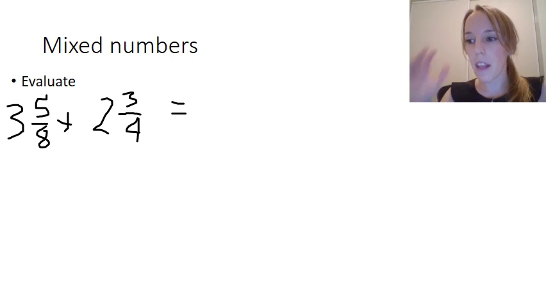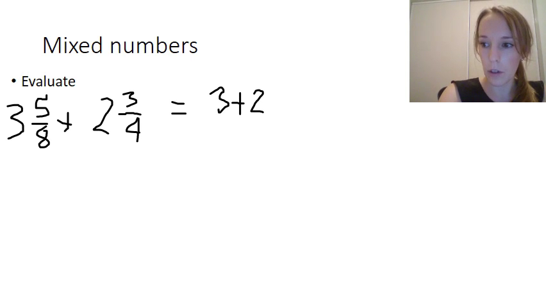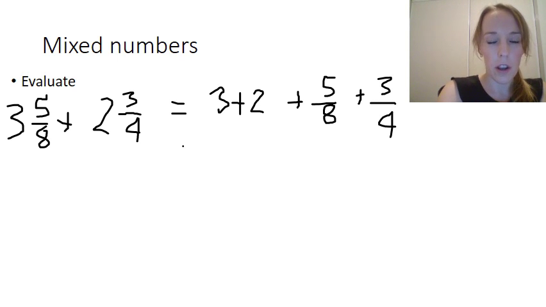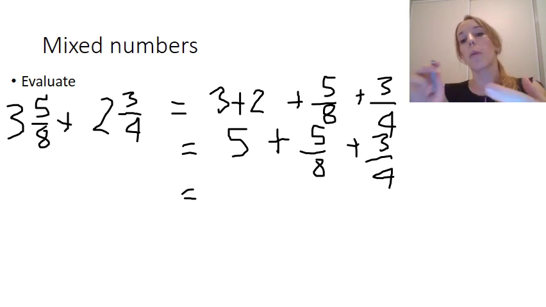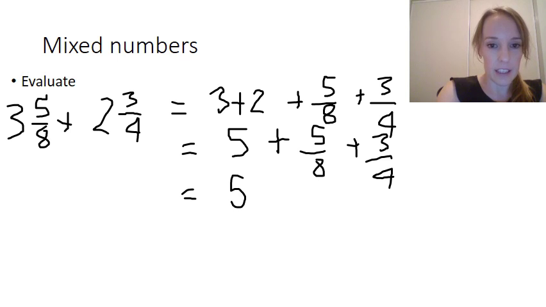So the other way you can do that is if you can move it so you add the whole numbers together. So you can do 3 plus 2 plus 5/8 plus 3/4. So 3 plus 2 will give you 5. So then you've got 5 plus 5/8 plus 3/4. Again, then we just solve how we normally do. So we find our lowest common multiple of 8 and 4, which we already know is going to be 8. So that stays as 5 plus 5/8.